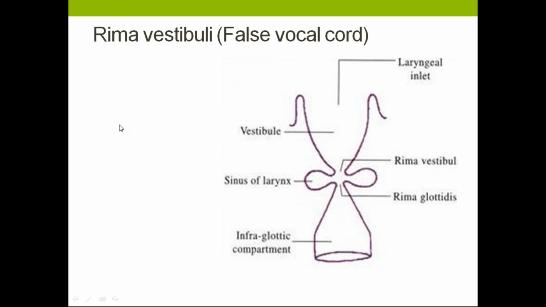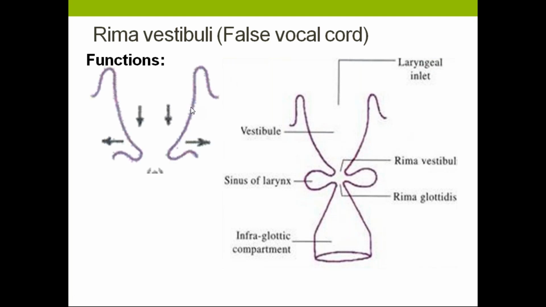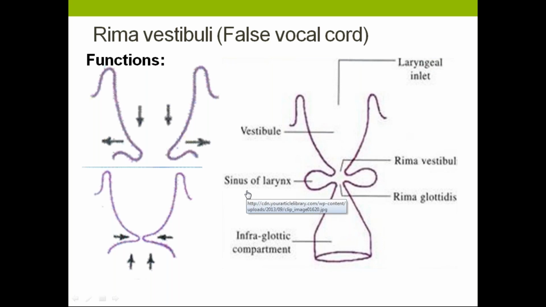Okay. So if you see, the functions of the Rima vestibuli, the false vocal cord. Actually this permits air entry in inspiration. So in inspiration, this Rima vestibuli allows the air to enter the glottis and infraglottic part. Okay. But in expiration, it prevents the air exit. Therefore, it acts as an exit valve. Okay. And usually the holding of the breath at the end of inspiration is mainly done by the portion of the vestibular fold. So this action is very essential.